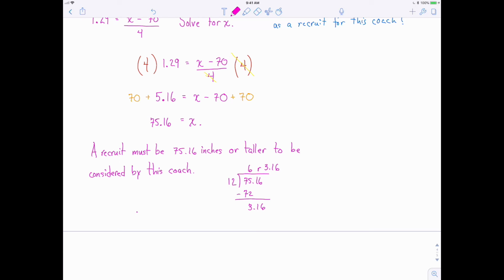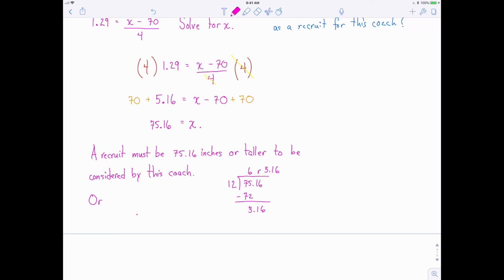And so what we can say is 75.16 inches, or 6 feet 3.16 inches or taller. And that is how we go from having a desired percentage to finding the appropriate data value.